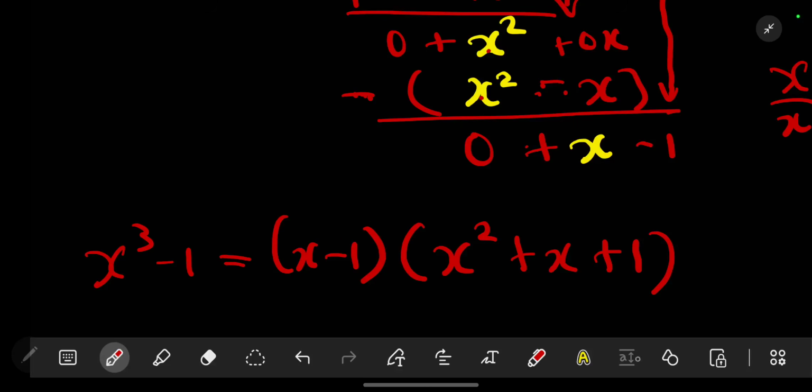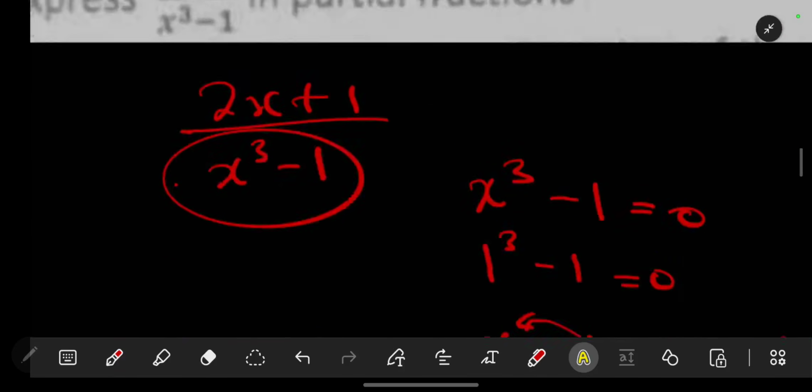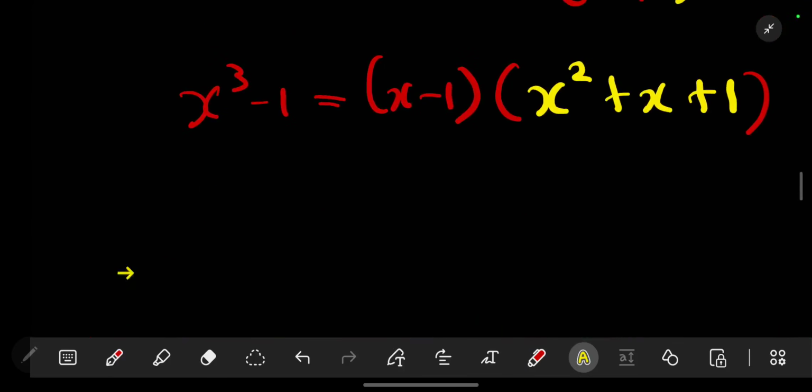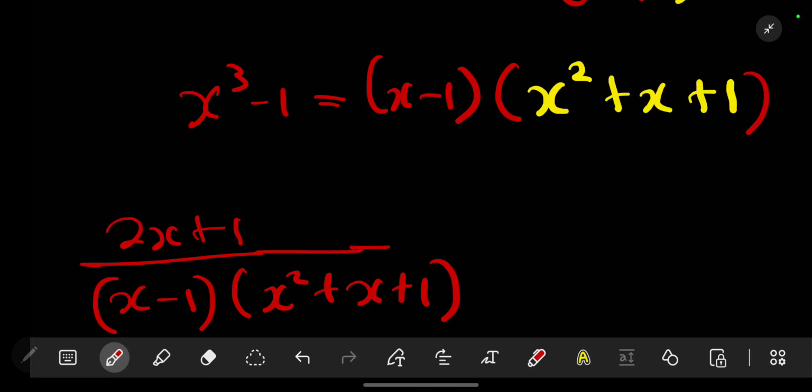If at all this one can be factorized further, you can factorize it. If it can't, then you have to use other means. So this means that the number on top was 2x plus 1, so you're going to say your 2x plus 1 over the x minus 1 and your x squared plus your x plus your 1. So this is what you have.